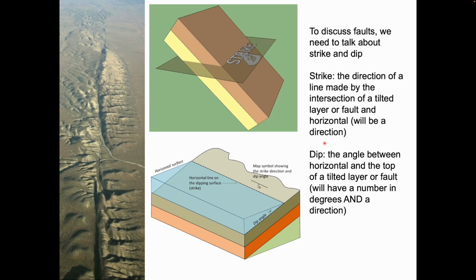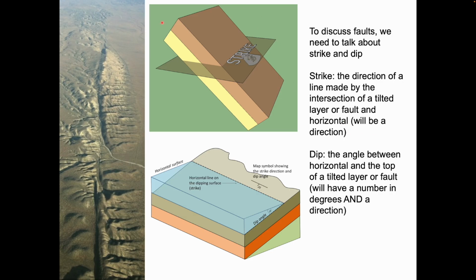Now, back to faults and their geometry. To discuss faults, we need to talk about something called strike and dip, which is how we, as geologists, describe the orientation of geologic features. The strike is the direction of a line made by the intersection of your tilted layer of rock or a fault and a horizontal plane. The strike is the direction your body is oriented.